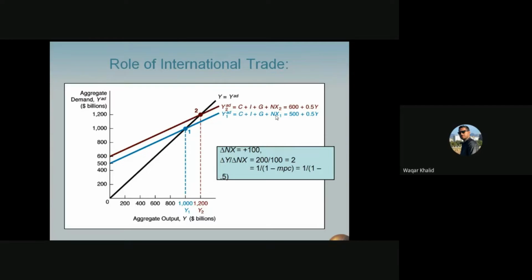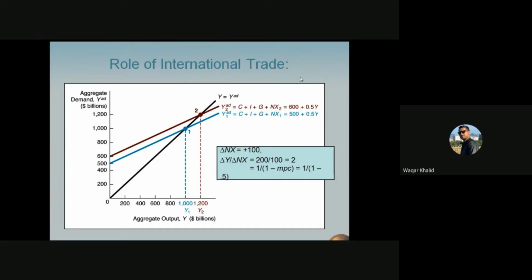So initially the economy was at point 1, where Y1 was the aggregate output level and point 1 was the equilibrium position. Suppose that foreigners suddenly get an urge to buy more American products. Suppose people from Cyprus, people from Turkey, desired to get more American products. They showed their interest to buy more American products, so that net exports rise to 100 billion. For example, NX2 is equal to 100. The curve will shift upward from Y1AD to Y2AD, and now NX2 is equal to 600. Initially, it was 500 and now it is 600.